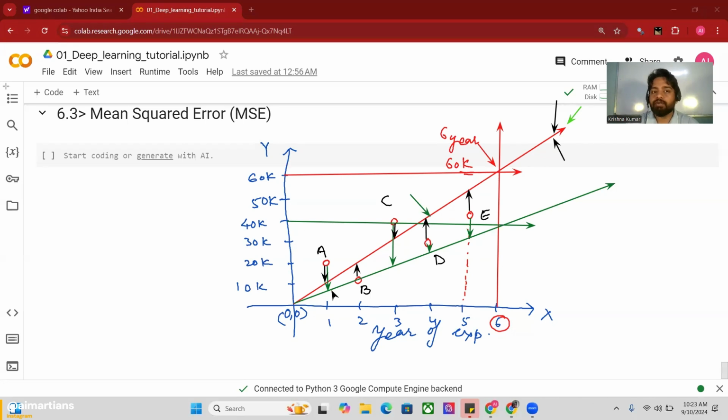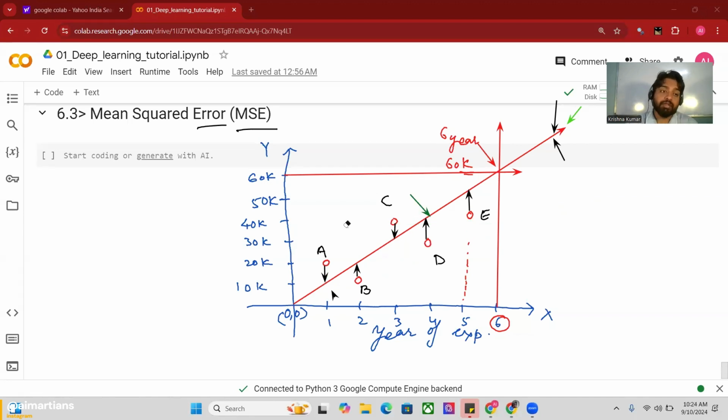I am talking about MSE. So MSE has error. So what is error? First of all, we will understand that. So let's say, anyhow, I'm able to create a line. I'm just erasing this. All right, so I want to talk about error.